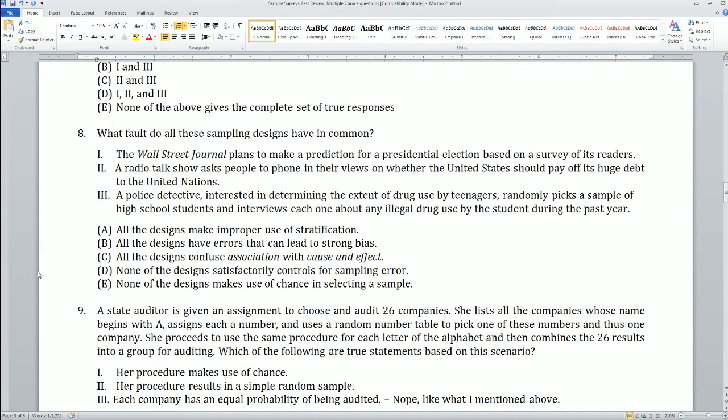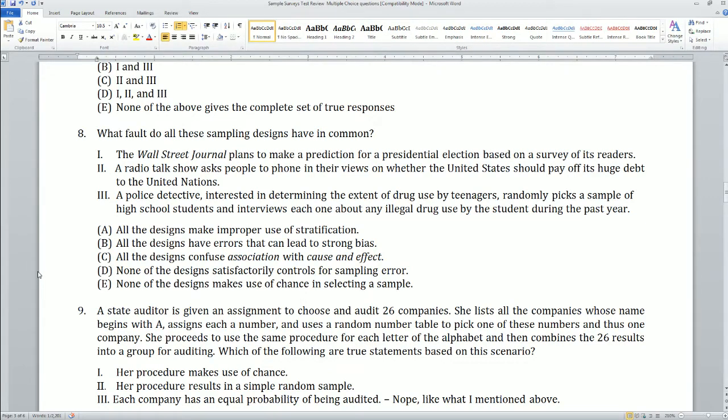What else can you knock out? E, say that again. E, yeah. Correct. So you're left with A and B. Is it A? So improper use of stratification.